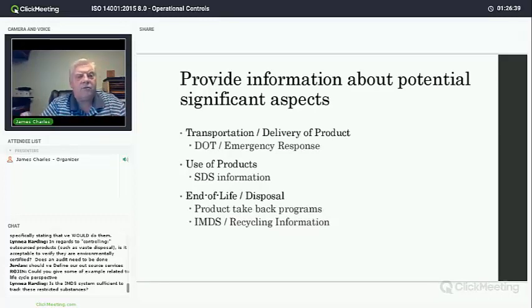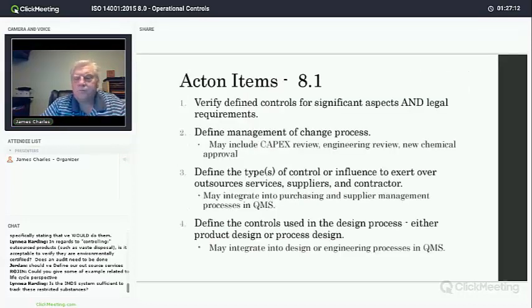Some organizations have very intense product take-back programs where they control the disposal of their product by taking it back. So, HP takes back toner cartridges, Batteries Plus takes back some batteries. I've got a number of customers that take back plastic components that they manufacture and then they rechip it and reuse the product. So yeah, is the IMDS system sufficient to track the restricted chemicals? I would say yes. If you're complying with that, I think that's great evidence to demonstrate conformance to your auditor.